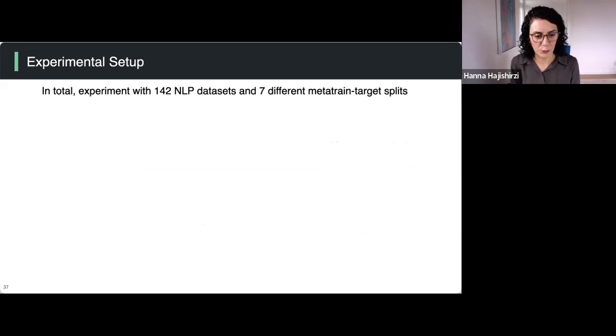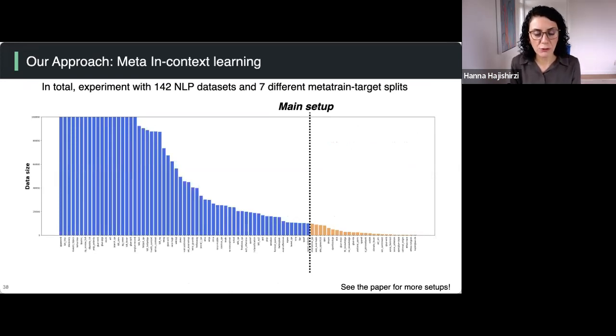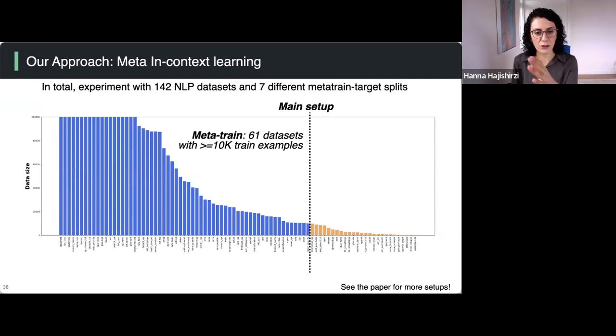Now, let me move on to experiments. We included larger scale experiments with 142 data sets in total and 7 different settings for meta training and target splits. In this presentation, I will focus on the main setup where we take the data set with more than 10K training instances for meta training and the rest as tests. We think this is the most practical and realistic setting because we are likely to want to use high resources for training. We have a large collection of tasks, including question answering, text classification, and so on for our training and inference.